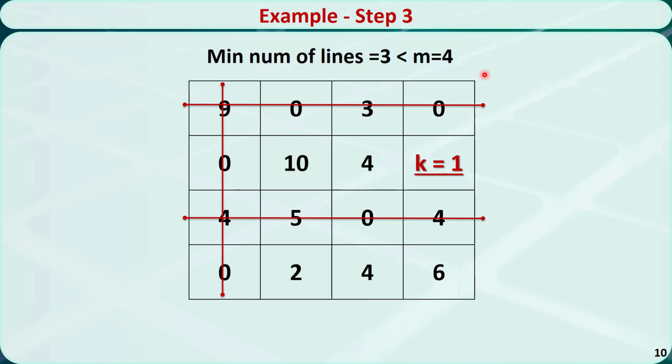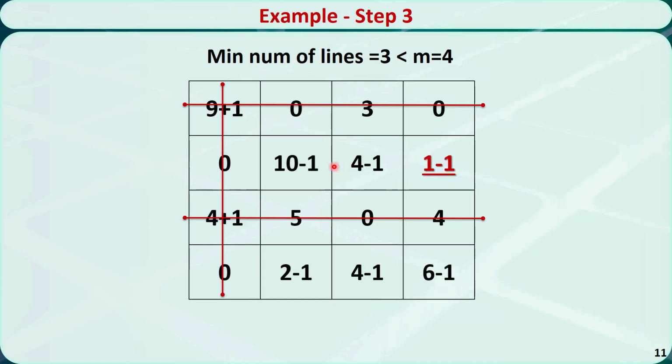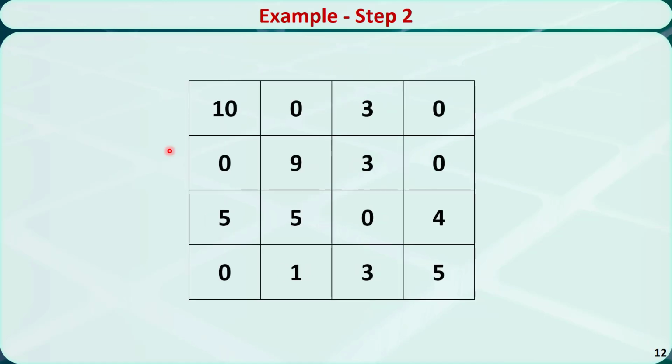Step 3, let's find the smallest non-zero element that is not covered by the lines. The smallest is 1. We give it to k. Then we subtract k from each cell that is not covered, and then add k to each cell that is covered twice. This is the updated cost matrix.